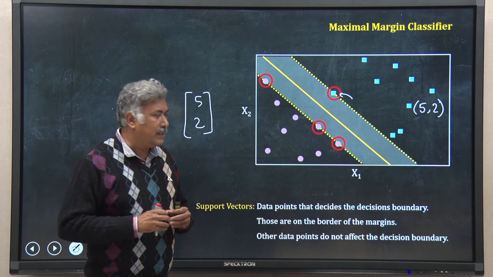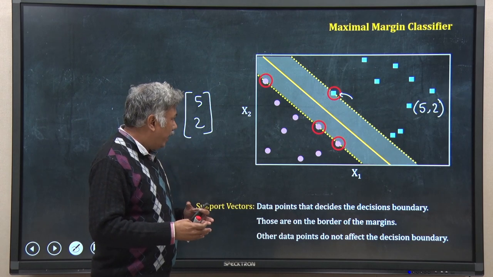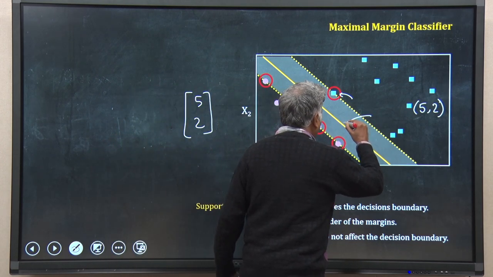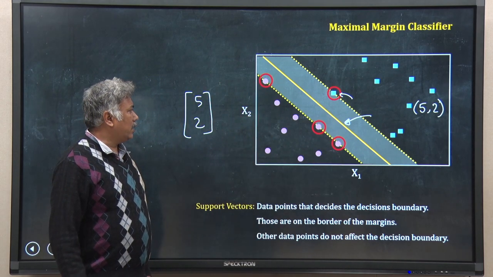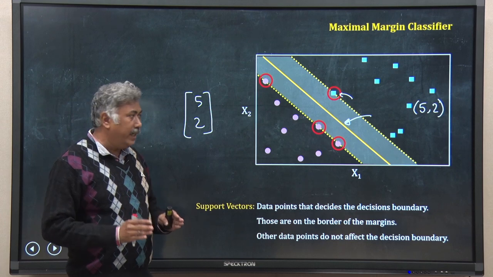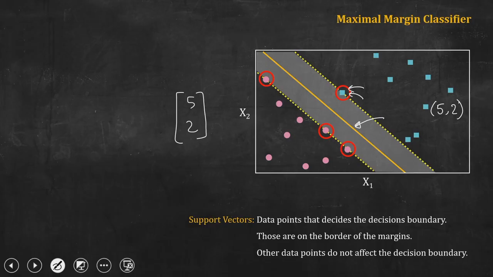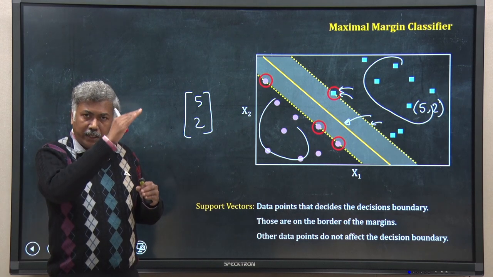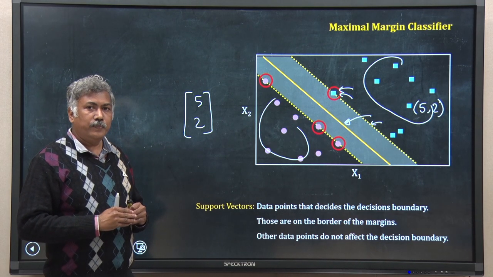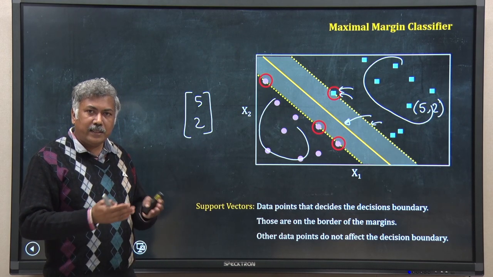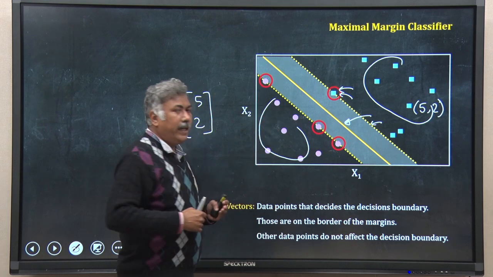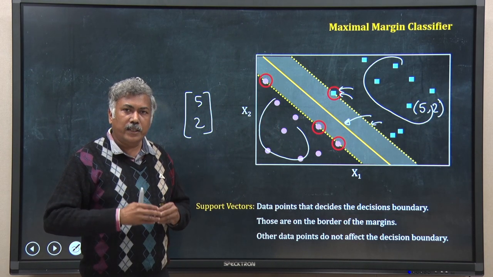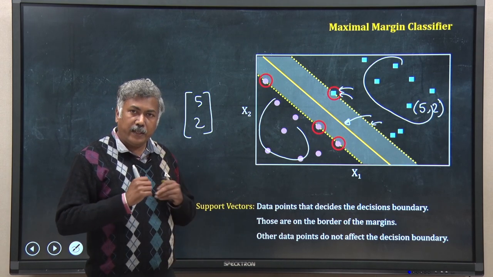We say support because they are actually defining the decision boundary. If you look into the mathematical analysis, you will realize that the way the algorithm works, the position of this decision boundary, this straight line, is decided only by these points which are on the margin boundary. No other point. We have so many other points here and here. Those points do not decide this decision boundary, this straight line that is dividing my data into two parts. So this classifying line is supported by these red marked data points which are on the boundary of the margin. That is why they are called support vectors.